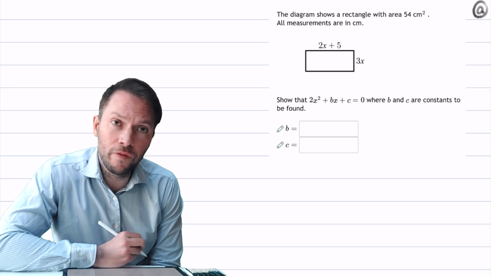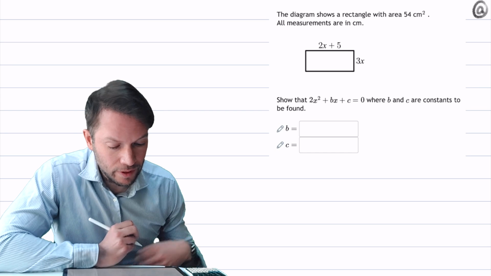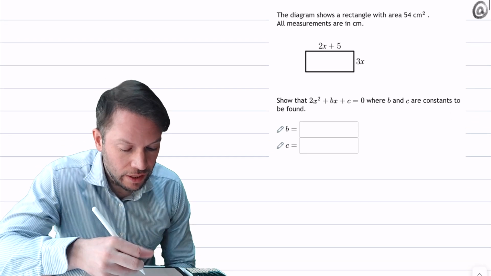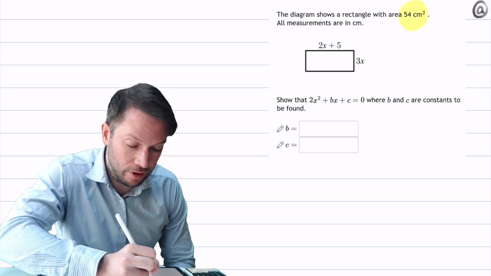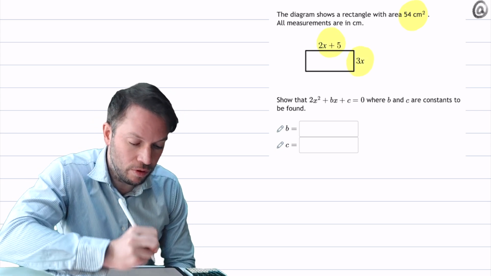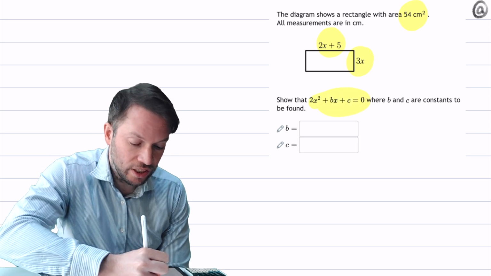In this video, we're going to form a quadratic equation using the area of a rectangle. Now we're told in this question, the rectangle has area 54 centimeters, and we're given the dimensions of this rectangle, the width and the height. And we want to show that we can get this equation here.